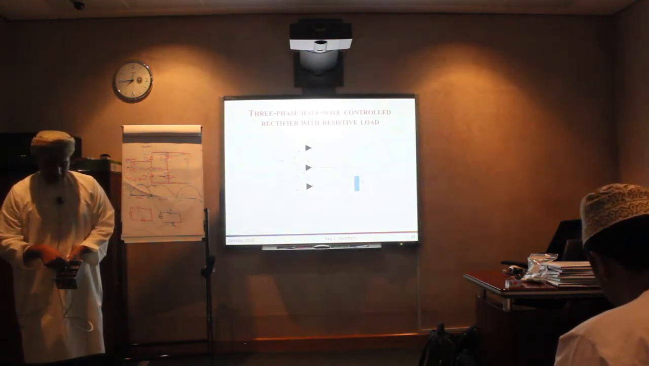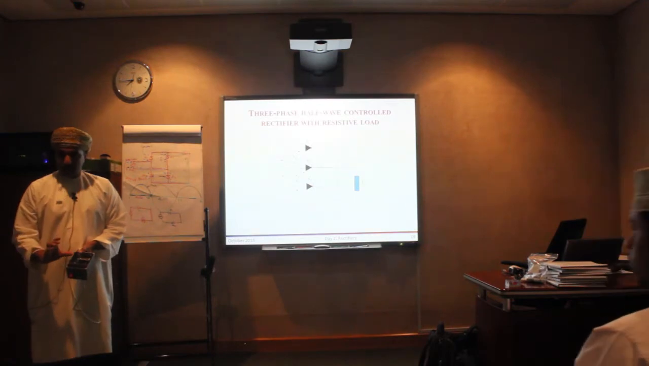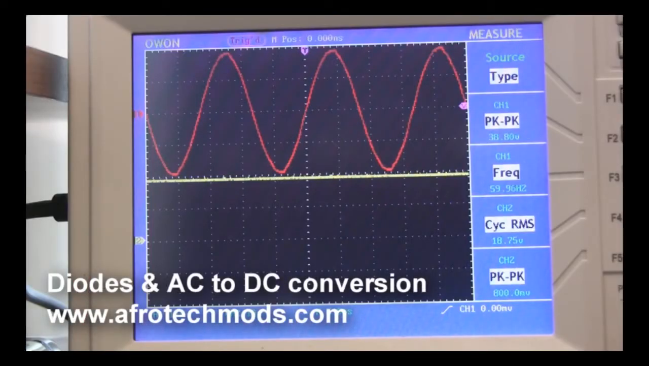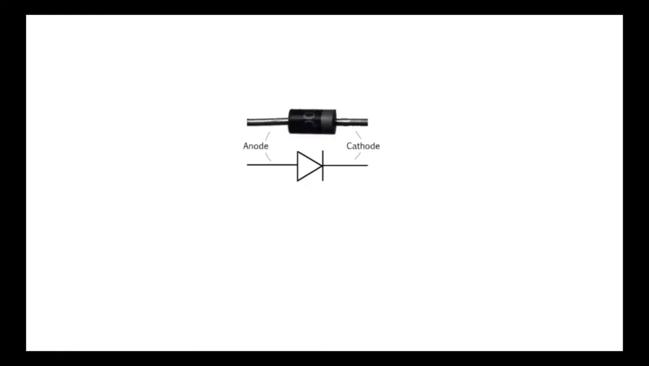This is the transformer to step down the voltage first. In this tutorial, I'm going to cover silicon diodes, bridge rectifiers, and how you convert AC to DC. Here's the schematic symbol of a diode and a picture of the real thing. The little stripe on the end of the diode tells you which way to put it in your circuit.